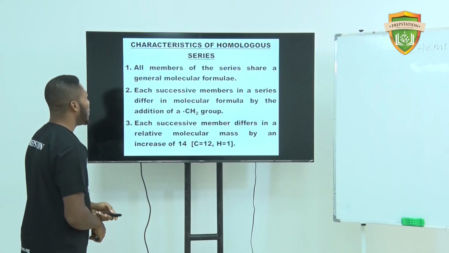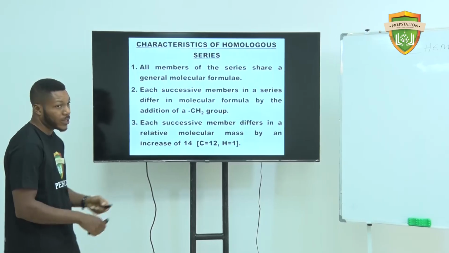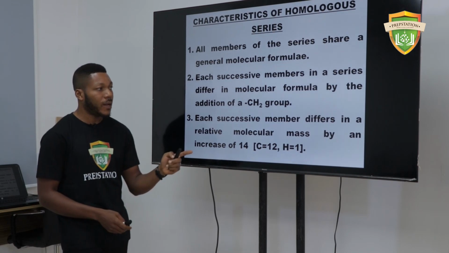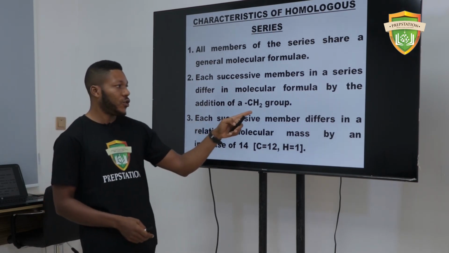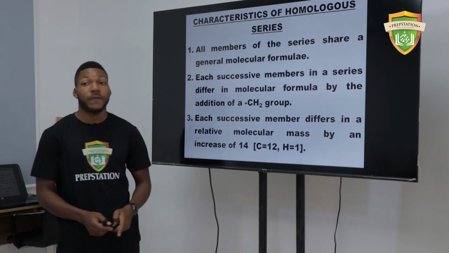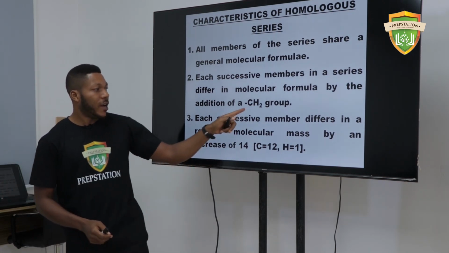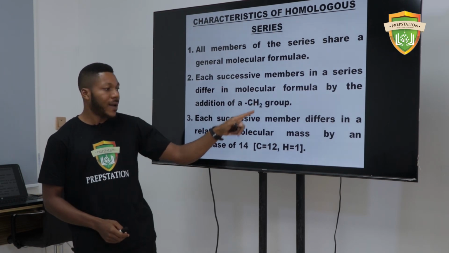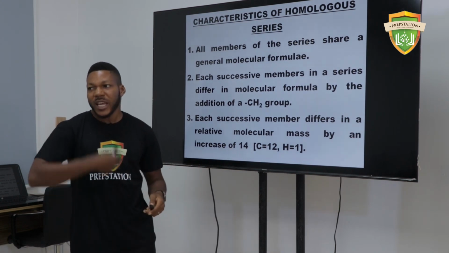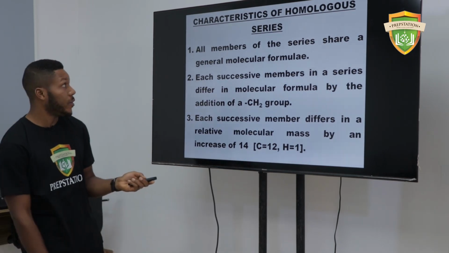Okay, characteristics of homologous series. All members of the series have a general molecular formula, which I showed you before. Each successive member in a series differs in molecular formula by the addition of CH2. We have discussed this already. Then each successive member differs in relative molecular mass by an increase of 14. How do we get 14? We have the CH2 here. The molar mass of carbon is 12. So 12 plus 1 times 2 gives us what? 14. So it's always increasing by what? By the molar mass of 14 per homolog present in the homologous series.